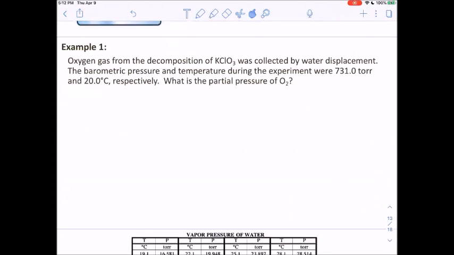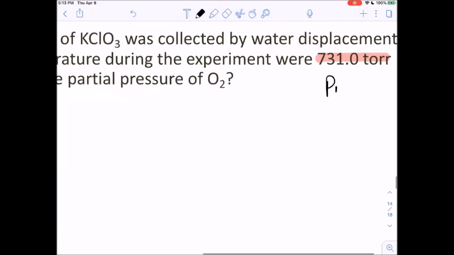We're going to do a couple of examples here, and then that'll be it, and you guys can go ahead and start your homework. This first one says oxygen gas from the decomposition of potassium chlorate was collected by water displacement. The barometric pressure and temperature were 731 torr and 20 degrees respectively. What's the pressure caused by just the oxygen gas? So the information that it gave us here is 731 torr. This is going to be our total pressure.